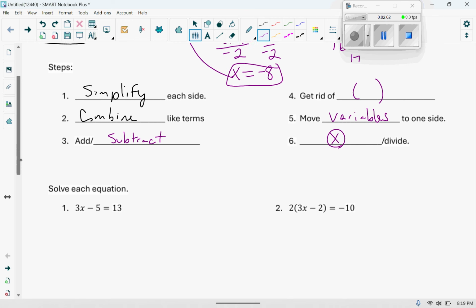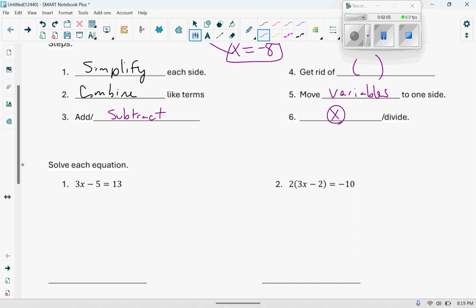Okay, so let's go down here and look at problem number 1. So it's very similar. So what I'm going to do is add 5 to both sides, and then I'm going to divide by 3. And so when I do that, I get x is equal to 6.